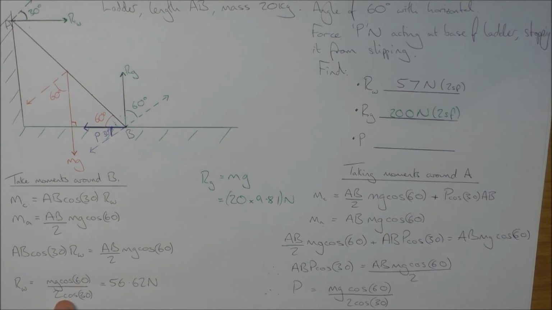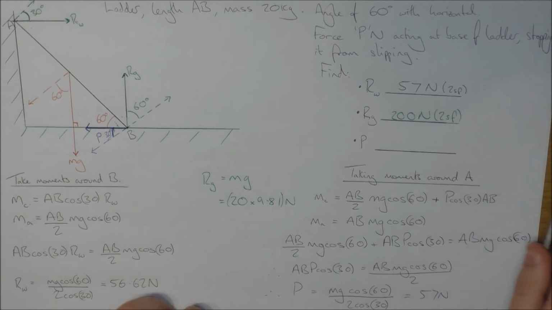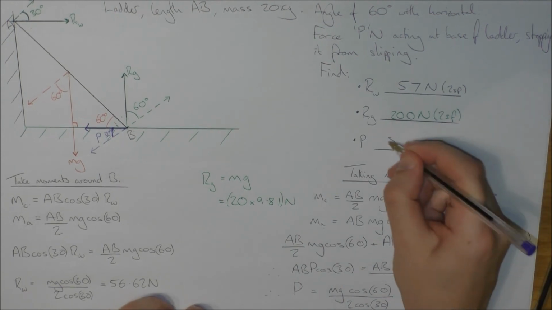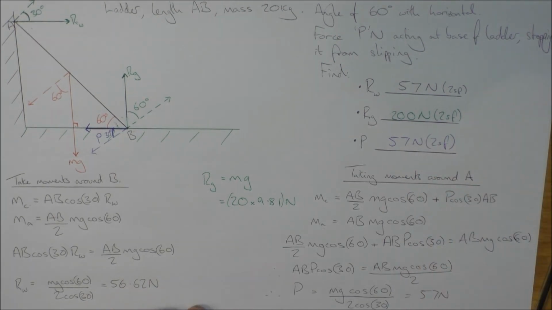Which, if we've looked at it, we've got the exact same thing here. So I know that's going to equal 57 newtons to 2 sig fig. And that's how we do that.